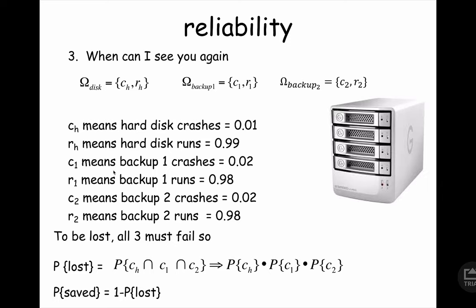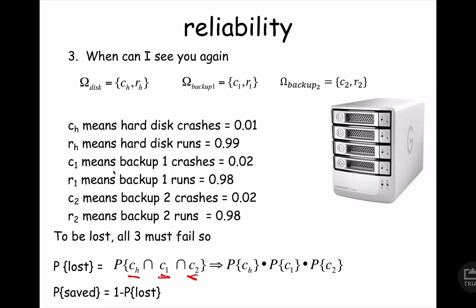the three drives, the hard drive, backup one, and backup two. So we substitute in the probability that the hard drive crashes, C sub H, and that with the probability that the first backup crashes, C1, and that with the event that the second backup crashes, C2. Going by the rule of independent events, we now take the individual probabilities and we multiply them together. So that's P of CH times probability of C1 times the probability of C2.